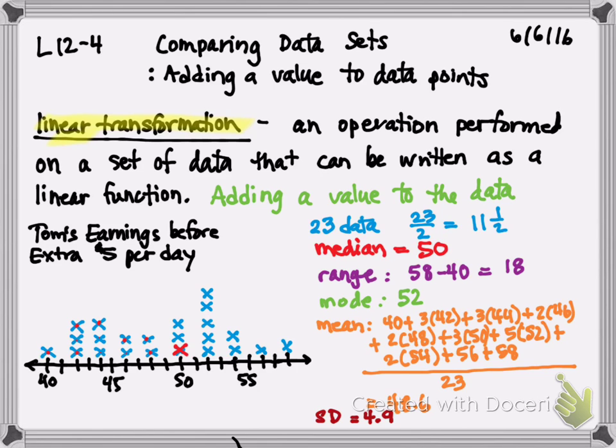So now what's going to happen, because I don't get to work on a single screen, I have to go to the next screen. Now we're going to look at Tom's data if he did already get that $5 per day. Okay, so everybody good? Can we move? All right, so moving. So now this is going to be Tom's earnings with the extra $5 per day.